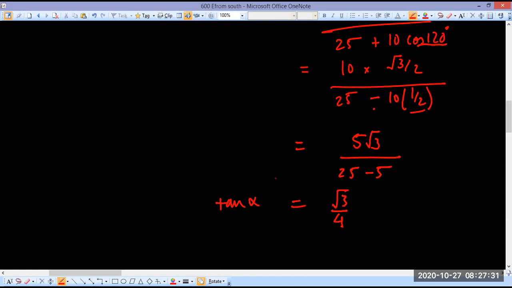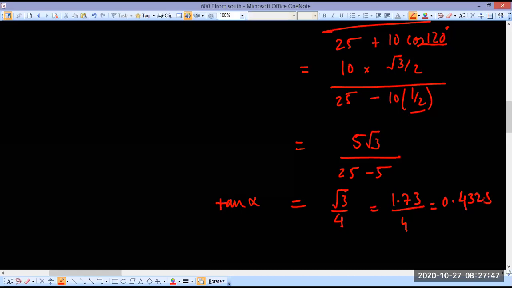That was just maths after using the formula. So we have got tan alpha is root 3 by 4. If we put root 3's value like 1.73 divided by 4, that is going to be 0.4325. So this is what we have got.